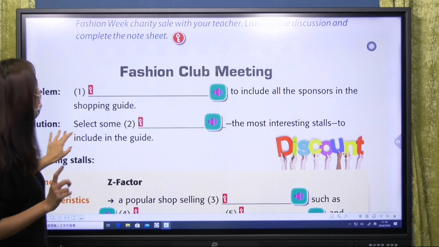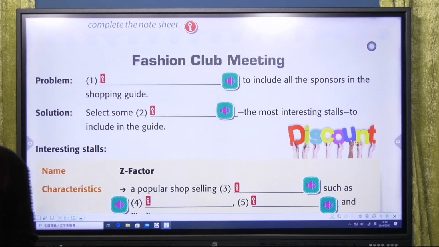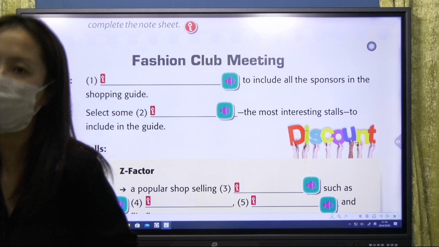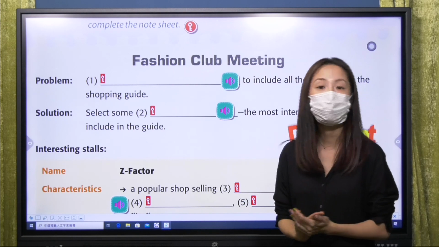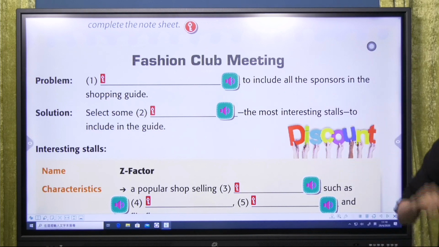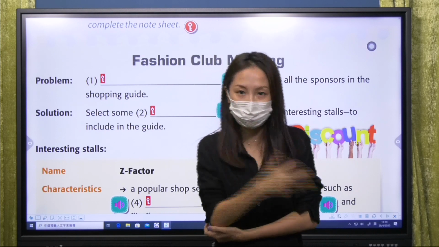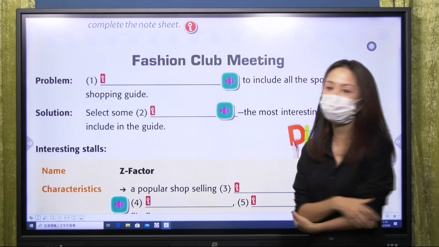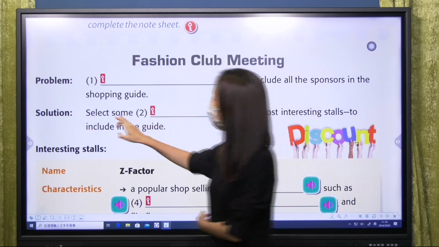Right? Now, like I said, read the questions first. Problem, what is the problem? To include all the sponsors in the shopping guide. Sponsors, 贊助商,贊助人, okay? So, what to include? And then solution. Select some what? The most interesting stores to include in the guide, okay? So maybe there are too many stores. So select some what? Okay, the most important one, the most interesting one. So the most interesting stores means what? Okay, so let's listen.